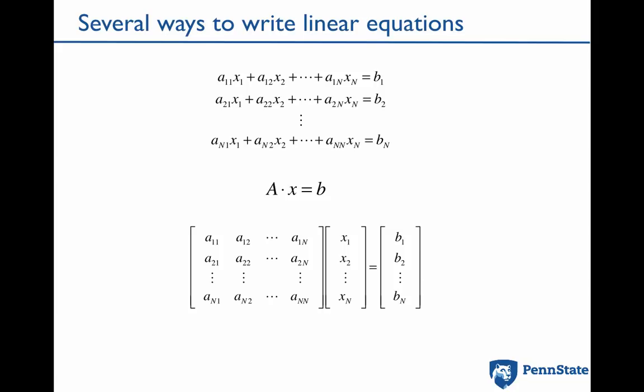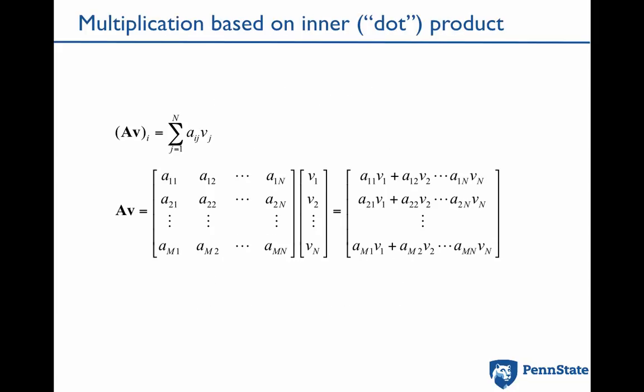So there are three different ways of writing linear equations, and it's useful to be able to go back and forth in different circumstances. As I just described, the multiplication of a matrix times a vector is based on taking the dot product, the inner product as it's sometimes called, between the row of the matrix and the column vector. And that's what I was just describing in words a moment ago.